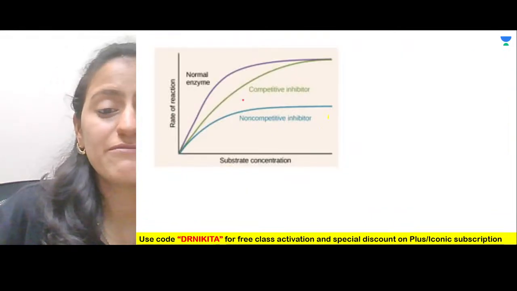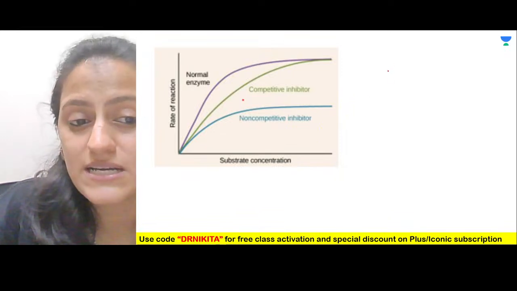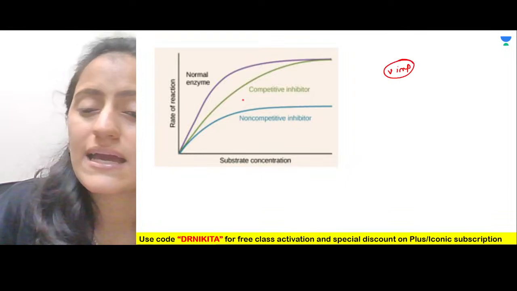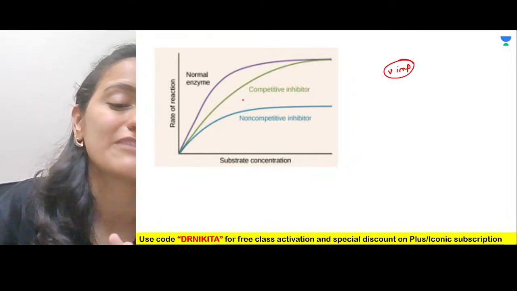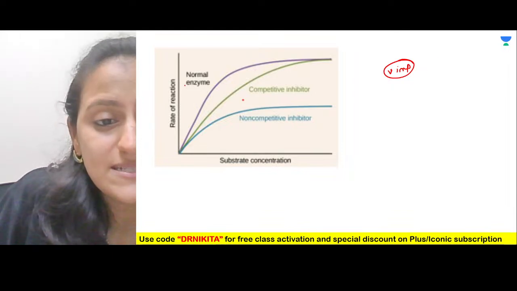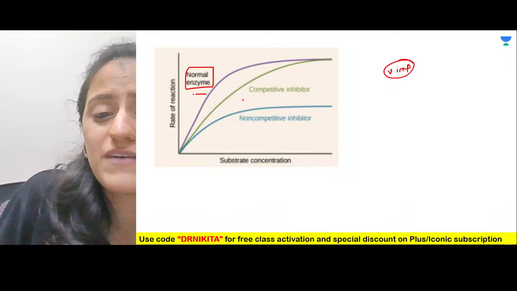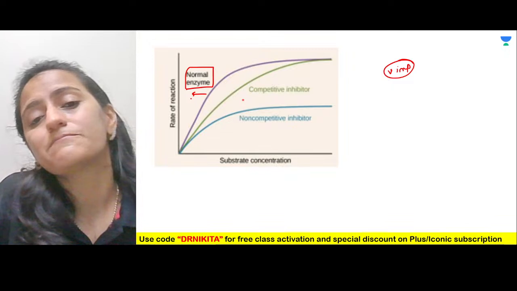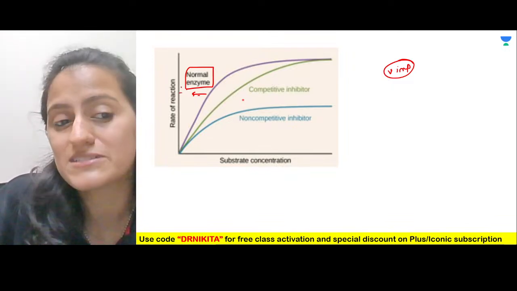Now look at the graph. How do you identify which one is competitive inhibition or non-competitive? Very, very important. Again, this applies to biochemistry and you would see a similar sort in pharmacology as well, the dose response curve. Now, this is the normal enzyme, right? The leftmost one basically has the maximum rate of reaction. The one closest to the Y axis has the highest rate of reaction.